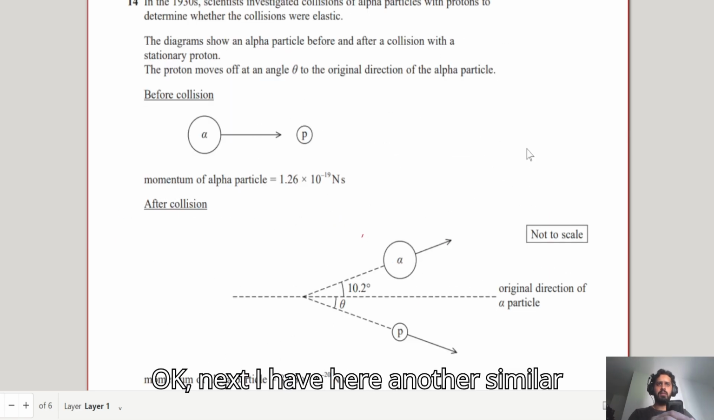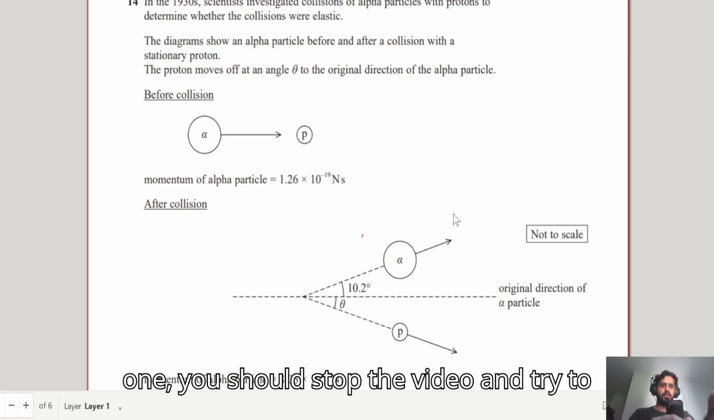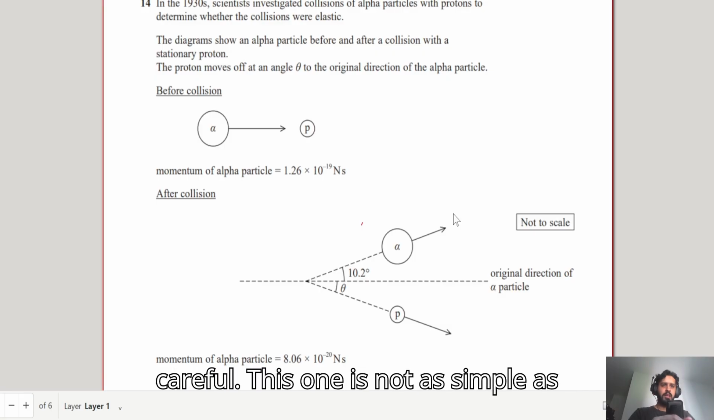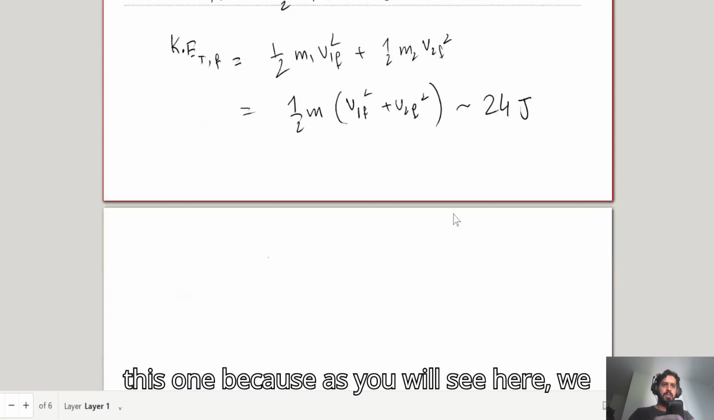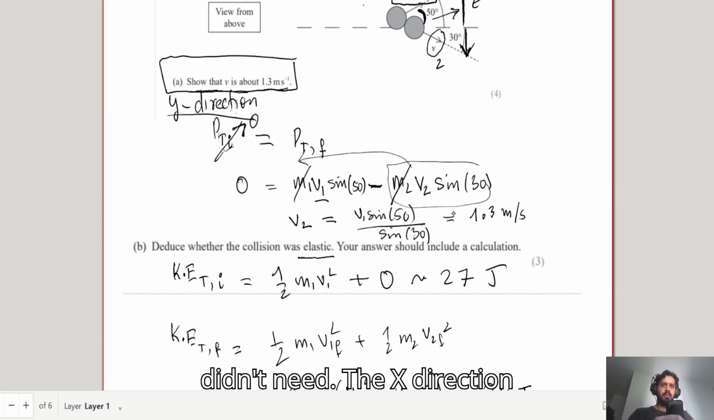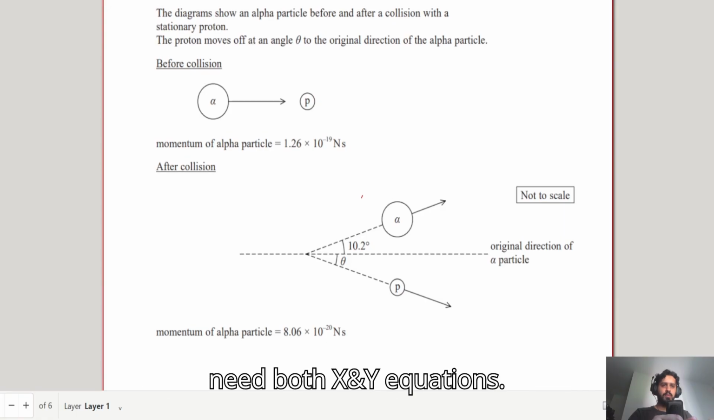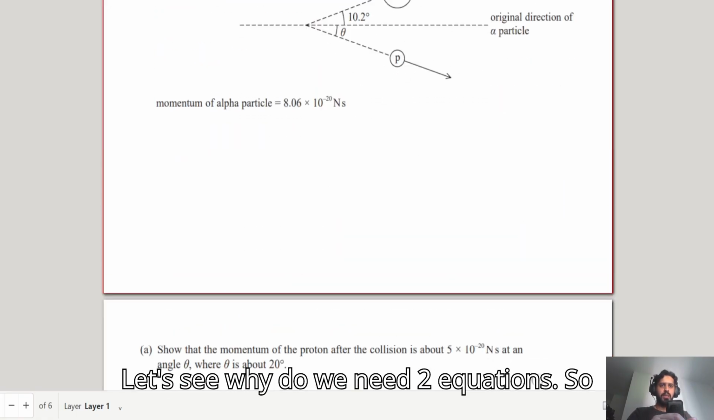Okay, next I have here another similar question. So if you understood the first one, you should stop the video and try to solve this one. But you have to be careful. This one is not as simple as this one because as you will see here, we didn't need the x direction equation, but in this question, you will need both x and y equations. Let's see why do we need two equations.